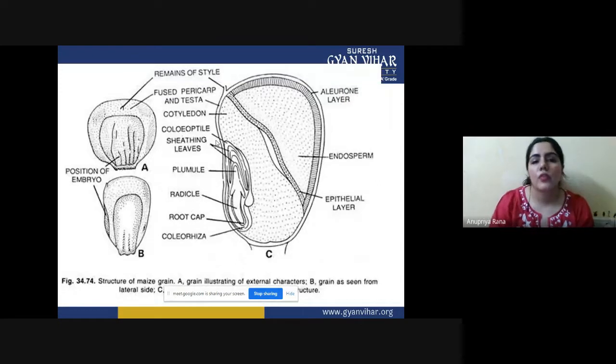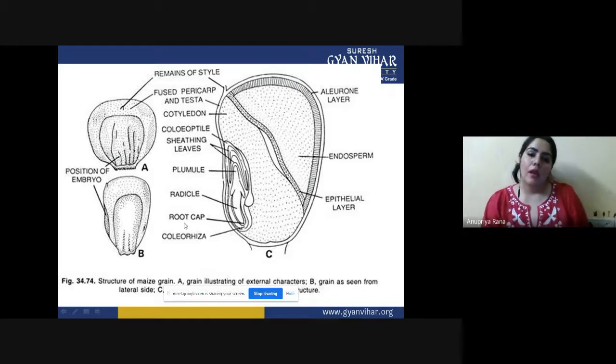This is the structure of a seed. You can see it here. This is the root cap. This is the coleorhiza, which I just told you is the sheath that covers the root cap or radicle. And this is the coleoptile, which is a sheathing leaf that is going to cover the plumule. Downward, they have this radicle. Above, they have this plumule, which is going to convert into the shoot, and this needs to be protected till it converts into the shoot.